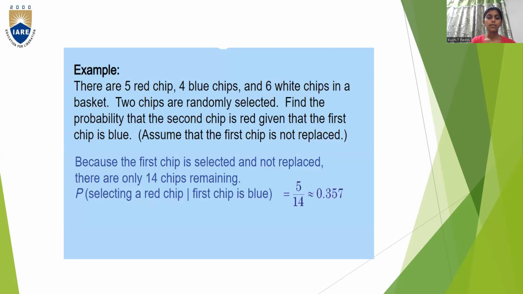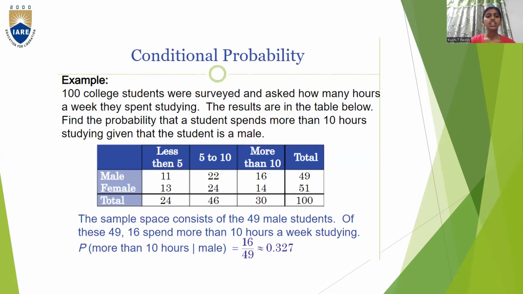Another example: there are 5 red chips, 4 blue chips, and 6 white chips in a basket. 2 chips are randomly selected. Find the probability that the second chip is red given that the first chip is blue. Because the first chip is selected and not replaced, there are only 14 chips remaining. So the probability of selecting a red chip given the first chip is blue is 5 by 14, which is approximately 0.357.